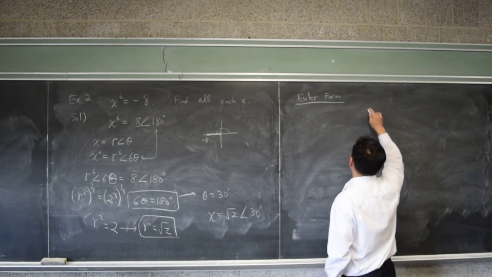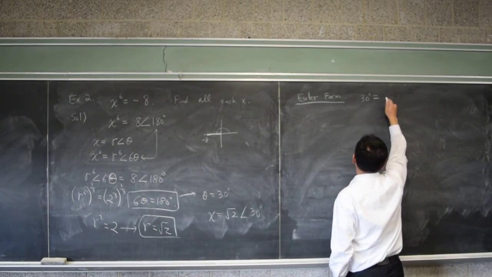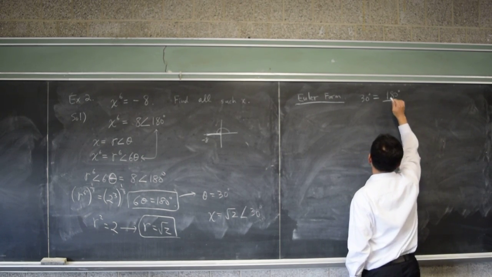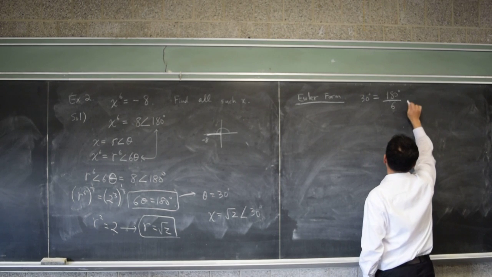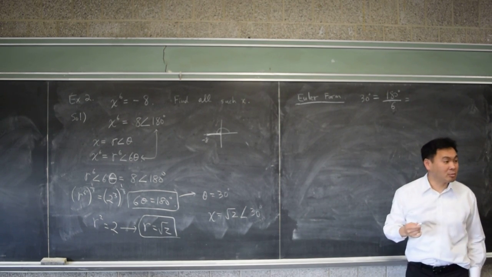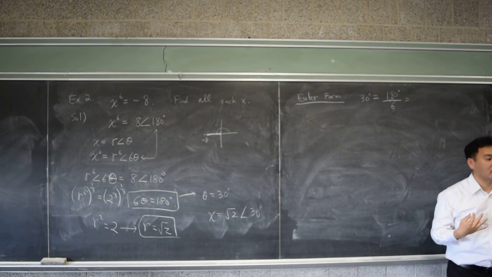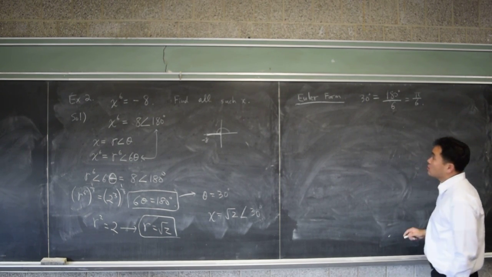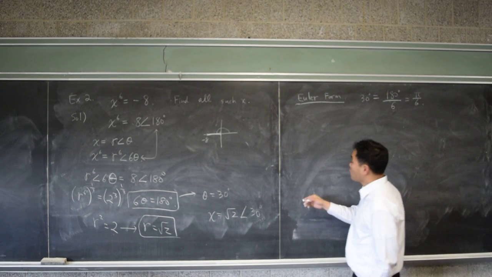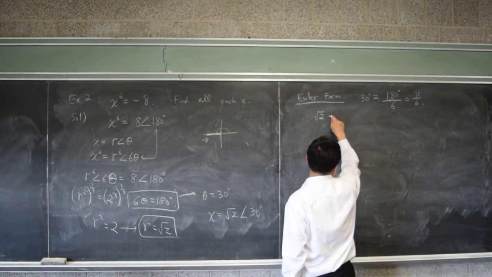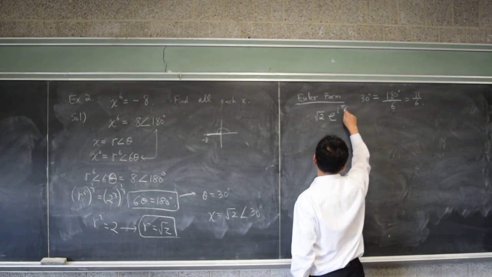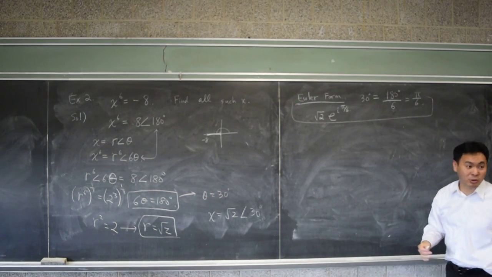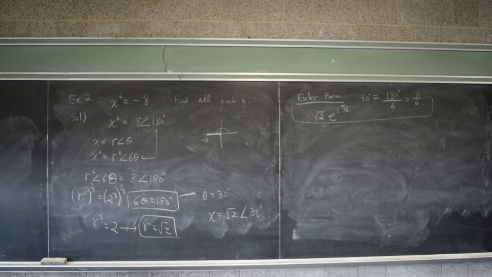Okay? So 30 degrees is what in radians? Well, 30 degrees is 180 degrees divided by what? 6. What is 180 degrees in terms of radians? Pi, right? So it's pi over 6. Therefore, in Euler form, you should write square root of 2 e to the i pi over 6. That's how you write down this answer if the question was write your answer in Euler form.